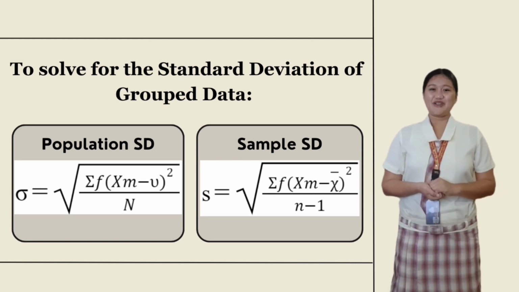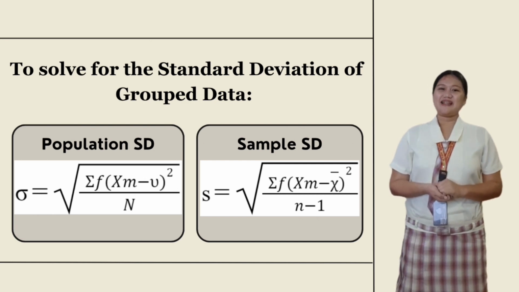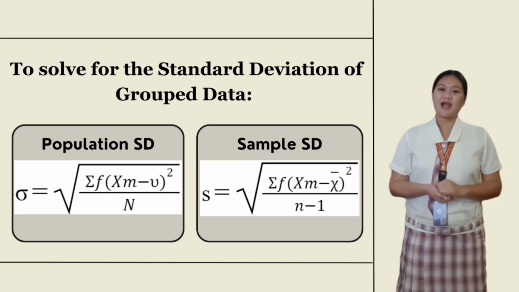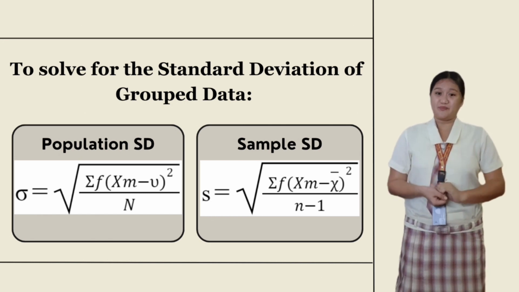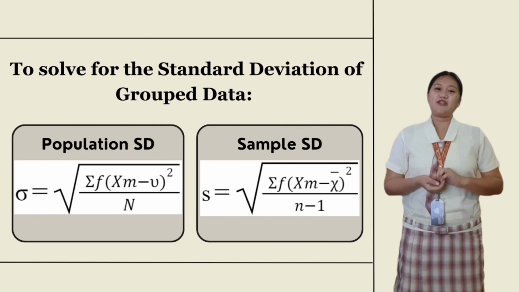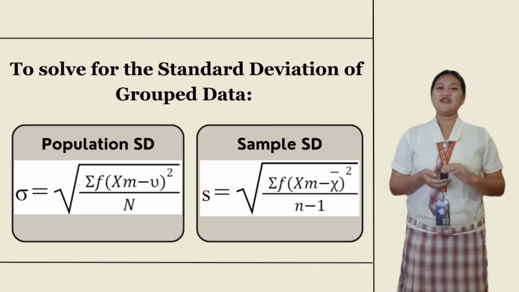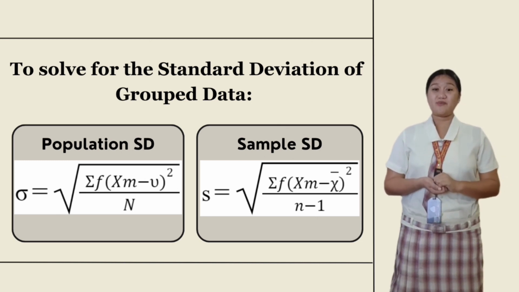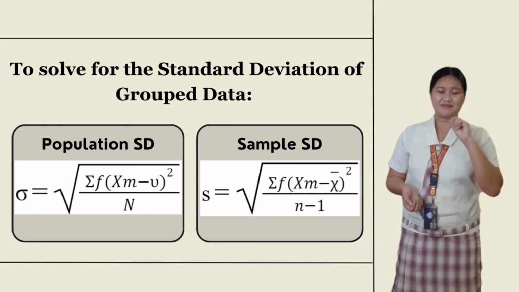So next, I have here the formula of the standard deviation of grouped data. The population standard deviation is equal to the square root of the summation of the products of the frequencies and square differences between each interval midpoint and the population mean, divided by the total number of frequencies in the population. Sample standard deviation is equal to the square root of the summation of the products of the frequencies and the square differences between each interval midpoint and the sample mean, divided by the total number of frequencies minus 1.